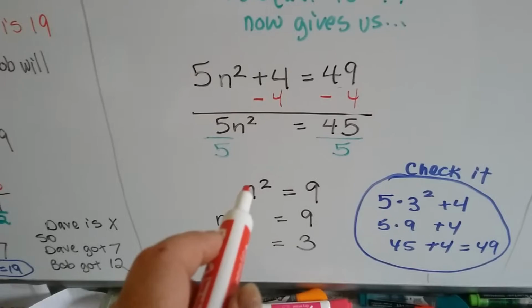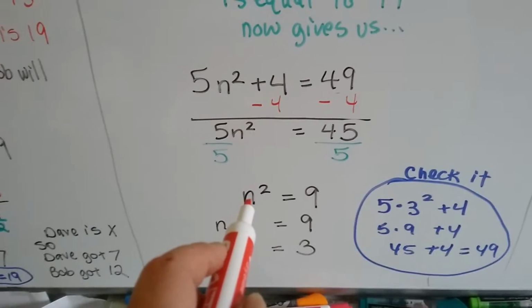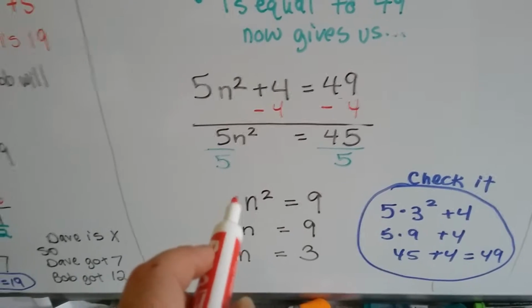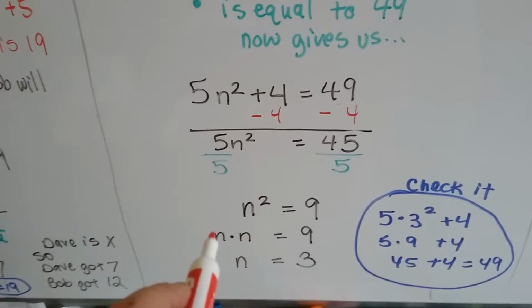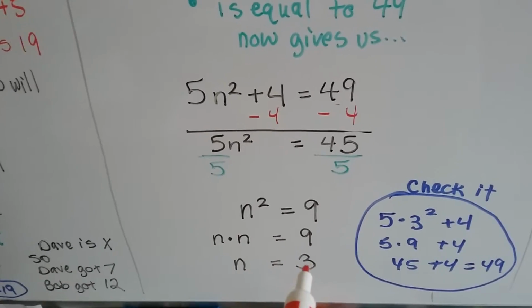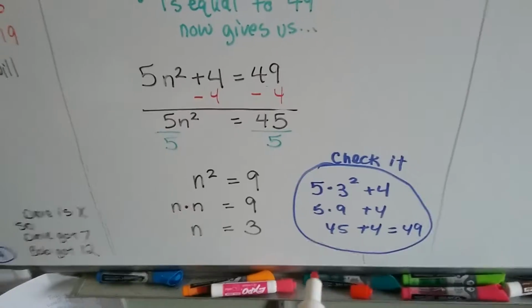So now we think to ourselves, okay, n squared means n times n. All right, so there's no negative or positive numbers here, so it must be positive. What positive number times another positive number equals 9? Well, 3 does. So let's plug it in and see if it works.